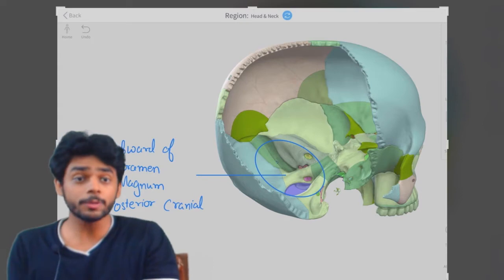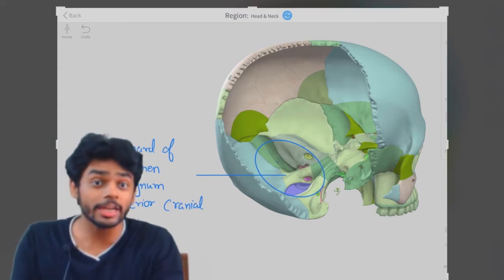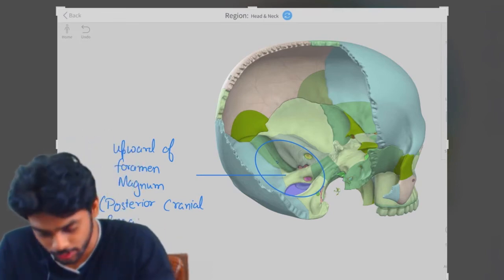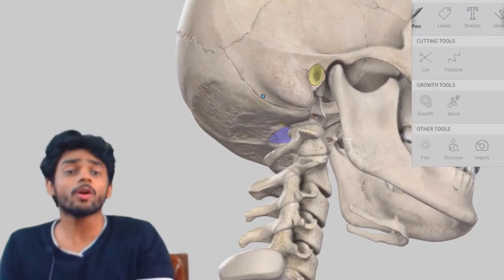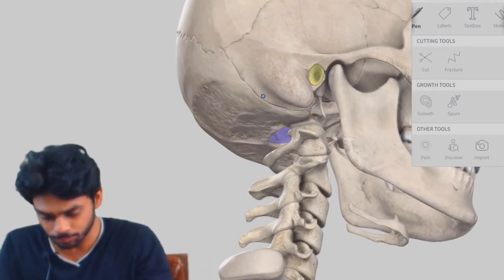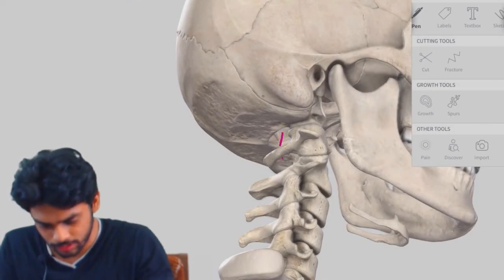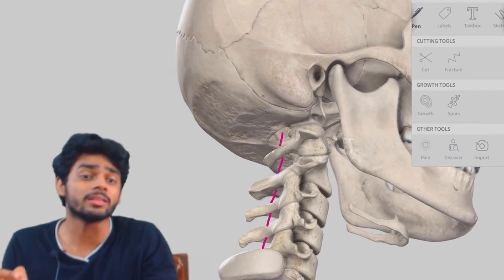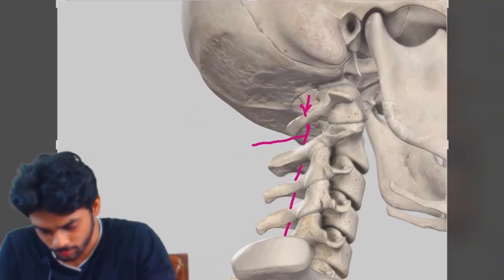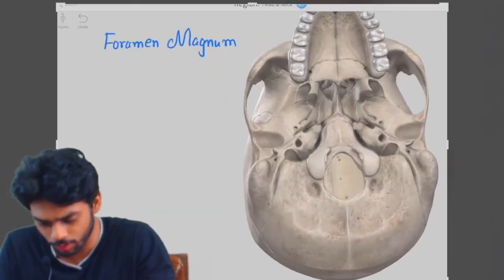Okay, now let me show you where it opens downward, into the vertebral canal. You can see here in another picture. This is the opening of the foramen magnum, which you can see here, this part. Okay, and here you can see the vertebral canal, how the foramen magnum is opening in the vertebral canal. This is the foramen magnum, and it opens downward into the vertebral canal.